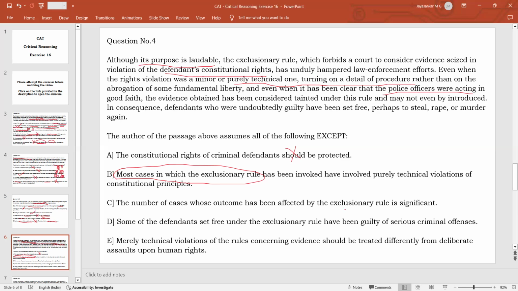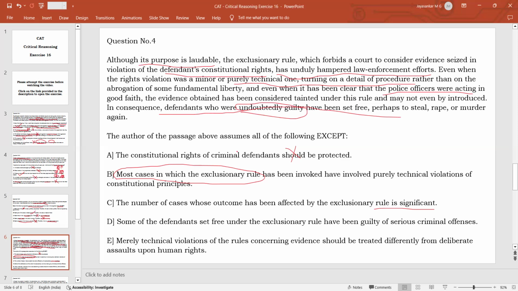Option C, the number of cases whose outcome has been affected by the exclusionary rule is significant. So what do you say about this? The author says that it has unduly hampered law enforcement efforts. So this rule, even though it is good in principle, is being used in an unethical manner, as a result of which it has unnecessarily restricted the law enforcement efforts. And he is also saying that in consequence of the defendants misusing the rule, a lot of people who were undoubtedly guilty have escaped the punishment of law.